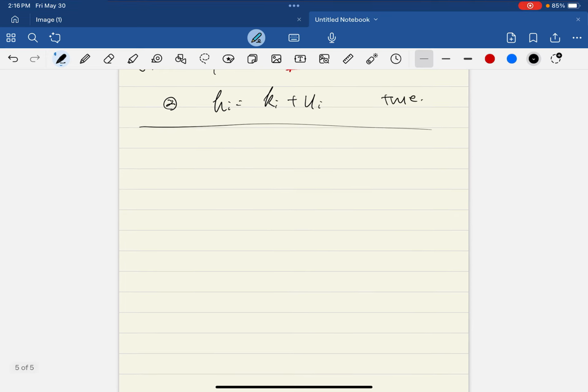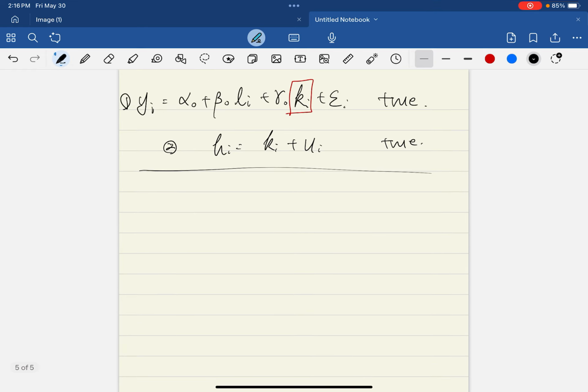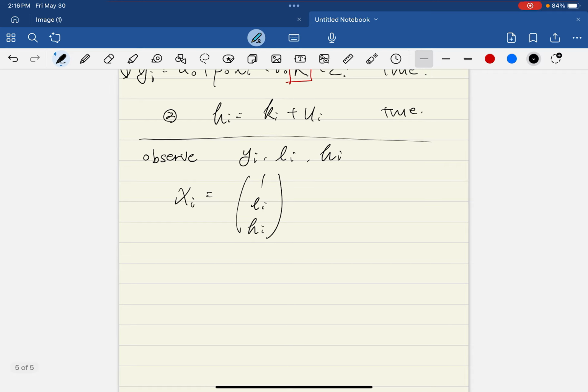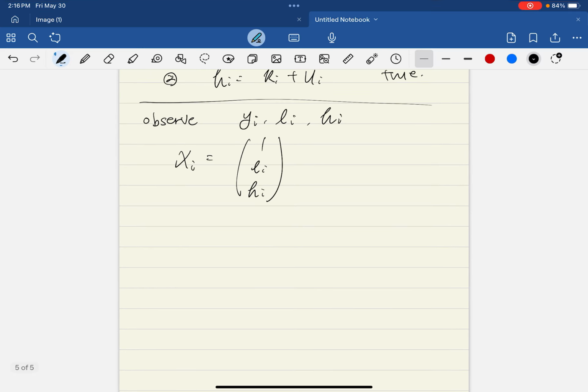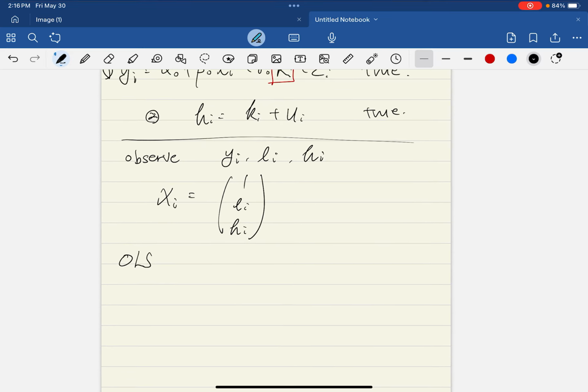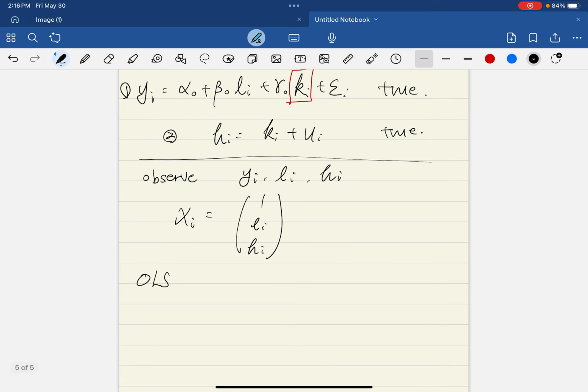Now let's think about part A. When you regress y, we observe y, L, and H. I will define x as a vector of a constant term, labor, and a capital measure. So OLS will estimate, I will denote it as theta hat.